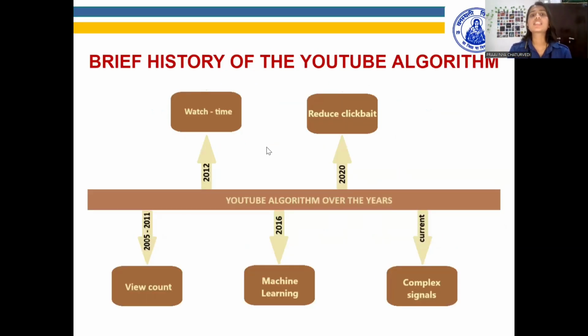Next. This is a brief history of the YouTube algorithm, and it just shows a glimpse of how the timeline was and how the YouTube algorithm has evolved over a period of years. So from 2005 to 2011, the videos were basically ranked on the principle of view count. That is, the higher the number of views in a video, the higher would be the pop-up of the video.